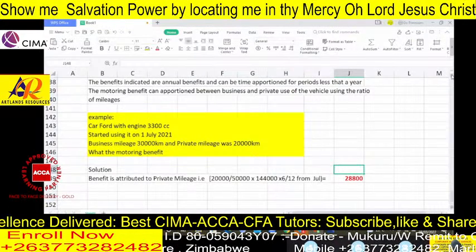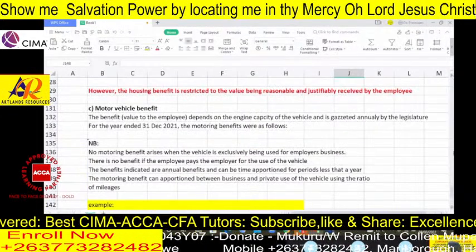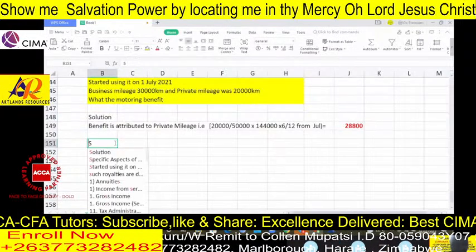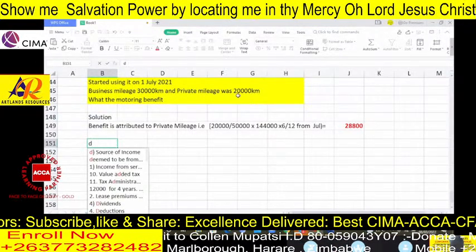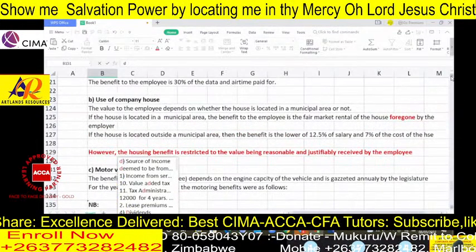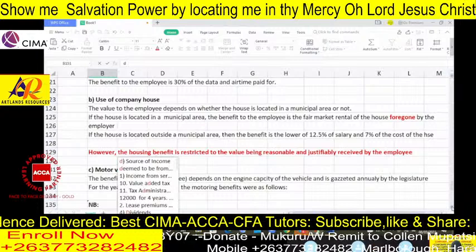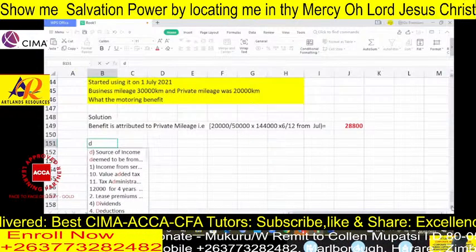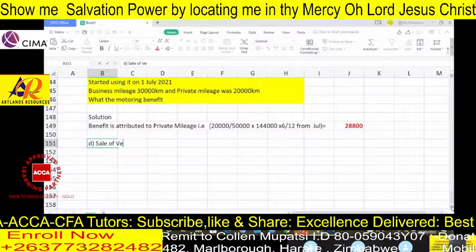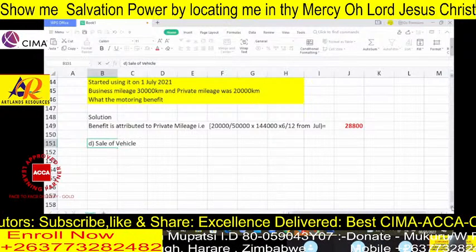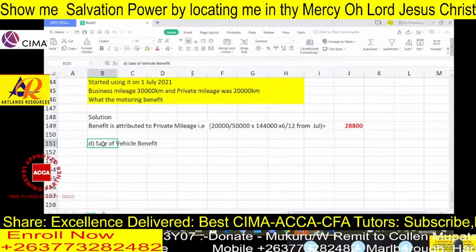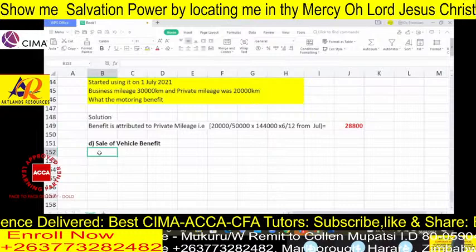Then, remember, we are going through fringe benefits, and we have done the motor vehicle benefit. And I'm taking time to explain this. Now, there is what is called the sale of vehicle benefit, which is D. Okay. Now, the question that arises is, what is this type of benefit? The sale of vehicle benefit.